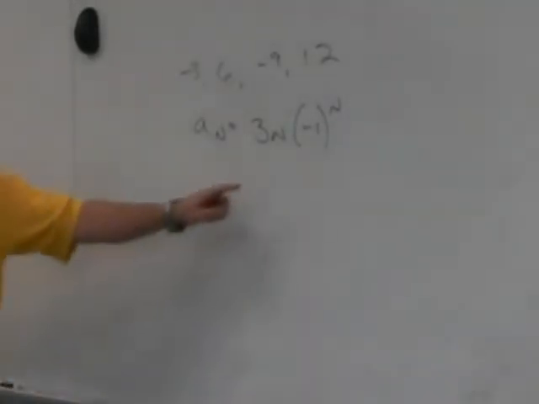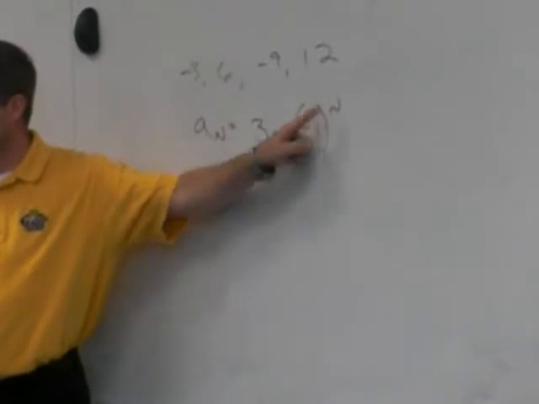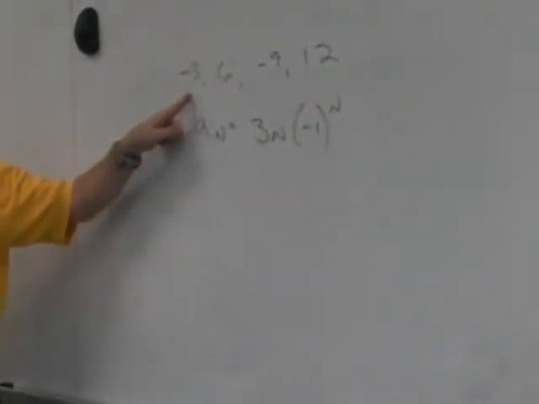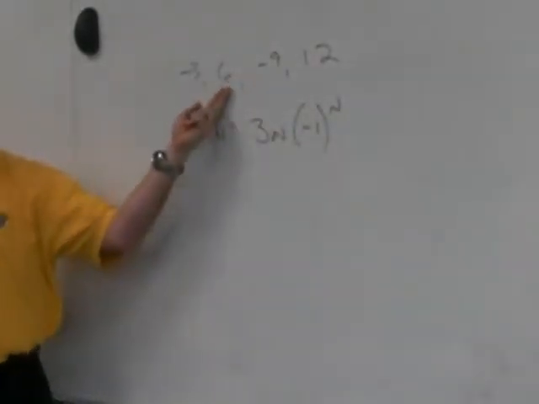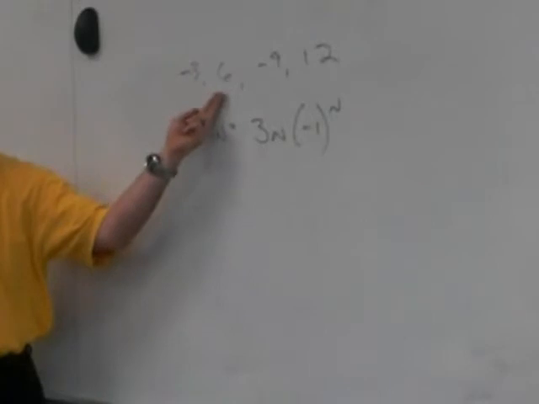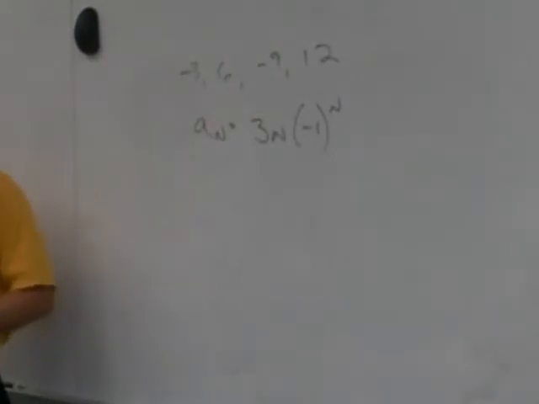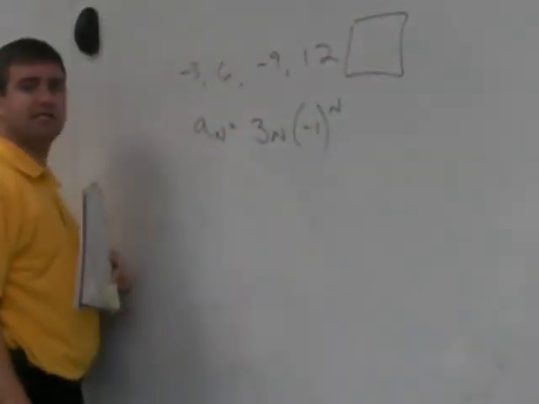Okay? So -1 to the first power is what? -1. That gives you -3. -1 squared, the second term, gives you what? +1, which is going to give you a +6. -1 to the third is negative, and so on and so on. So I say again, what was the next term? I don't know if we said it. What would the next term be?